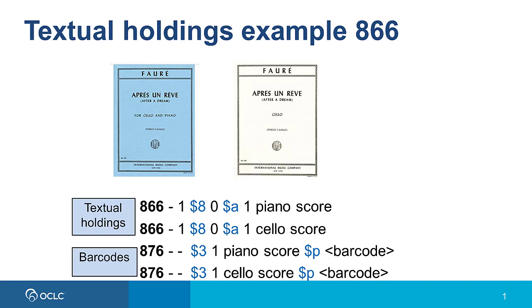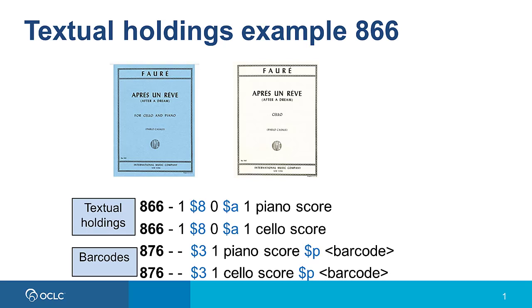In this case, I have a multi-part monograph. It's in 2 parts. This is a piano and cello piece by Gabriel Fauré, and the parts are equal, but they are not numbered. There's no enumeration and chronology. There is simply 1 piano score and 1 cello score. So for my textual holdings, I have 866 for both of them. I have 2 866s since they are both primary parts or both equal parts.